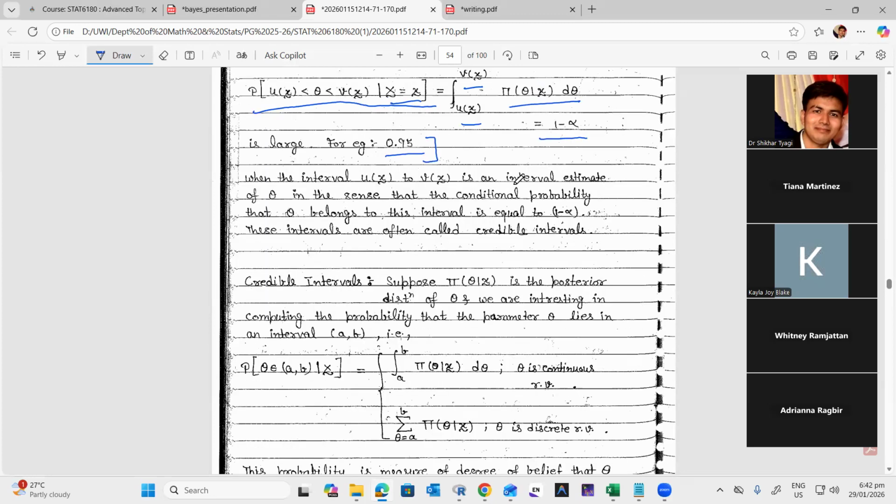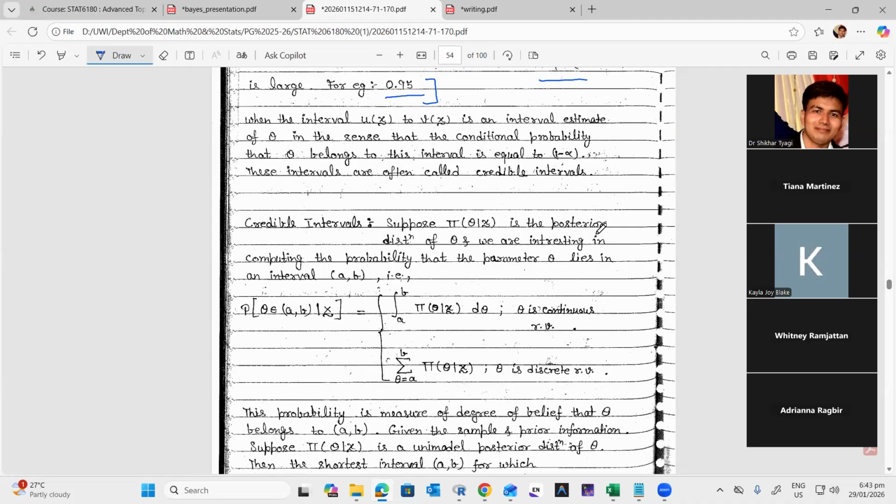So the interval u(x) to v(x) is an interval estimate of theta, in the sense that the conditional probability of theta belonging to this interval is equal to 1 minus alpha. This interval is often called the credible interval. So how do we find the credible interval here? Suppose pi(theta given x) is your posterior distribution of theta.